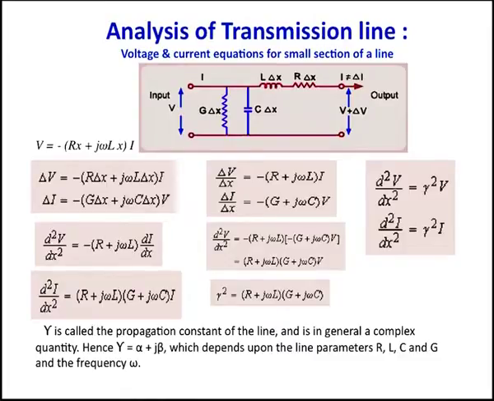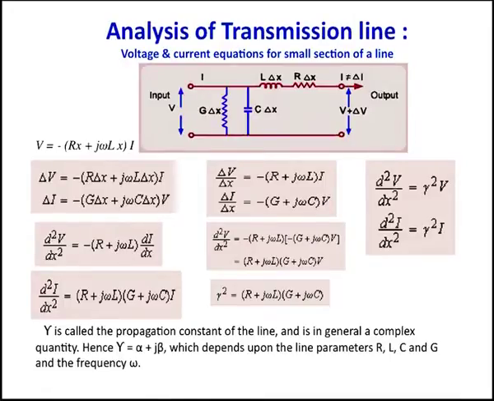If we again differentiate the equation dV by dx, the second order differential equation with respect to x, and put the value of dI by dx, we get the equation d squared V by dx squared equals R plus j omega L, the series impedance, and G plus j omega C, the shunt admittance, multiplied by V. This is a second order differential equation, and the propagation constant gamma squared is equal to the product of the series impedance and shunt admittance, that is gamma squared equals R plus j omega L times G plus j omega C. This gamma squared is called the propagation constant and appears in the second order differential equation.